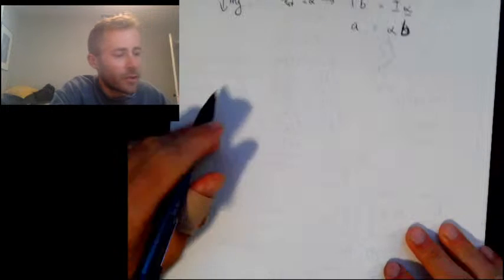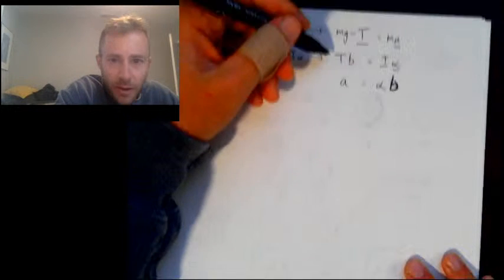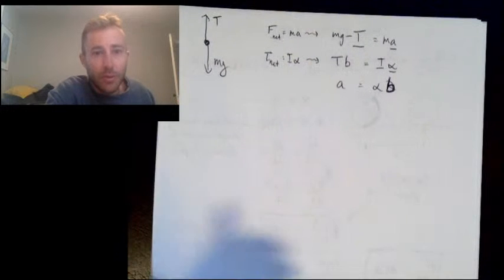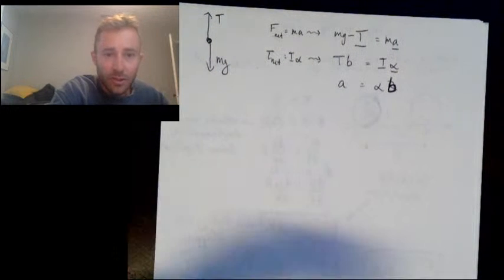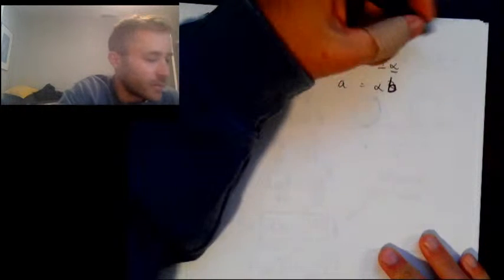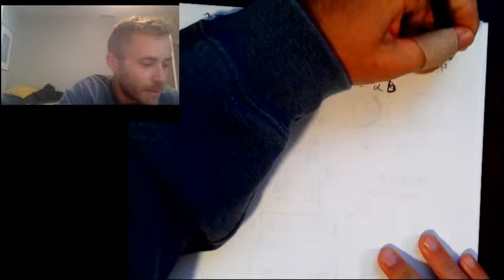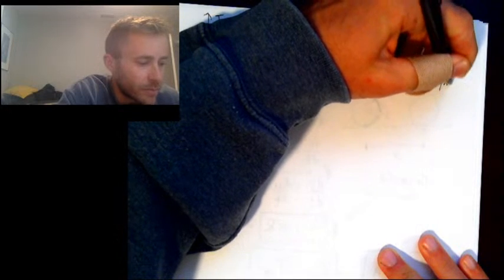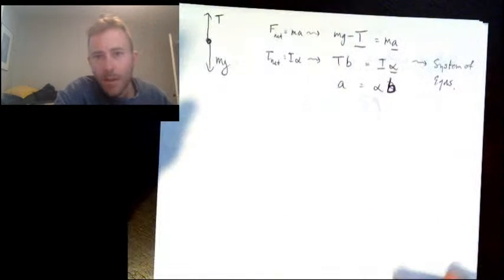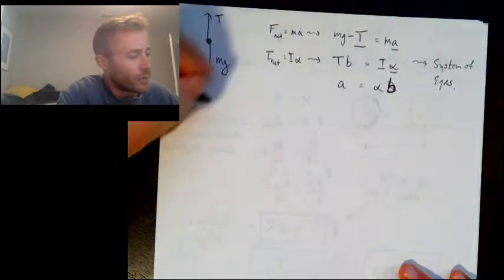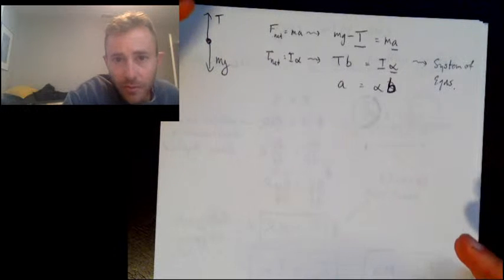Okay? So notice how I have three unknowns and I have three equations. So that's a system of equations that I can solve. So this is our system of equations. Okay? So now I'm going to show you how to solve that system of equations.